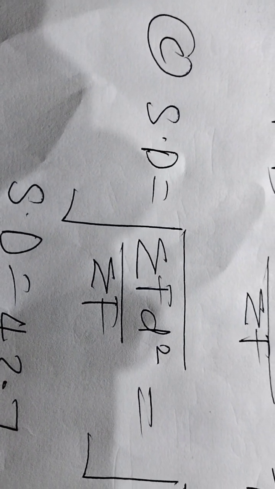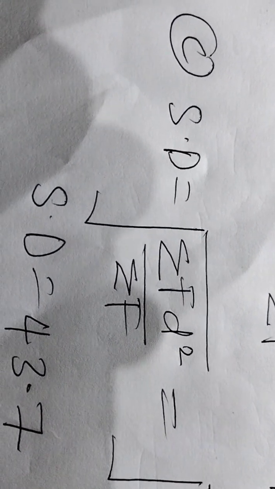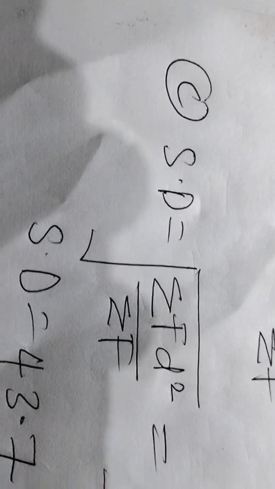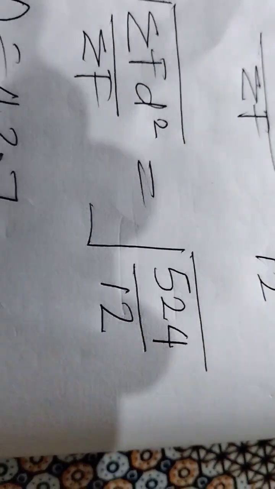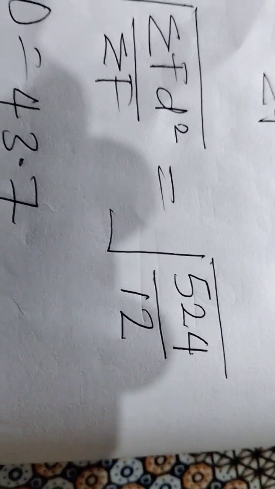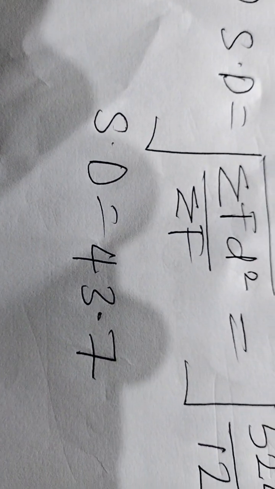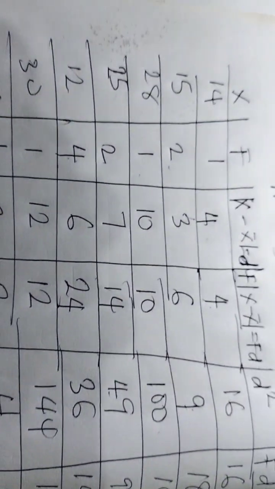Then to find standard deviation, we have this formula: the square root of summation of frequency times deviation squared over summation of frequency. We now have 524 over 12. Taking the square root, we have 43.7 as the standard deviation to 3 significant figures.